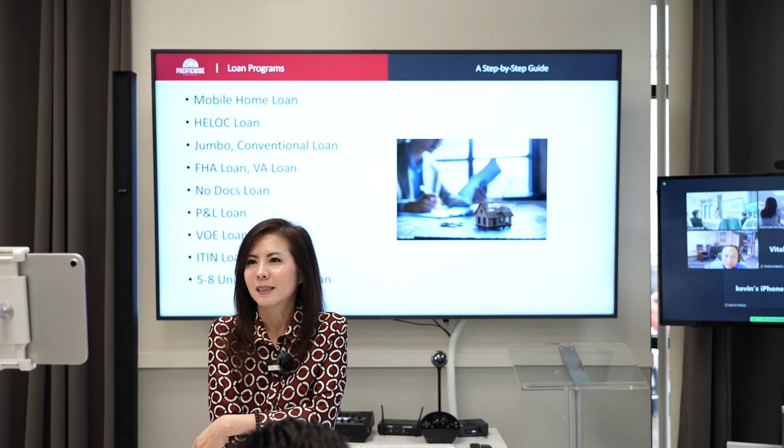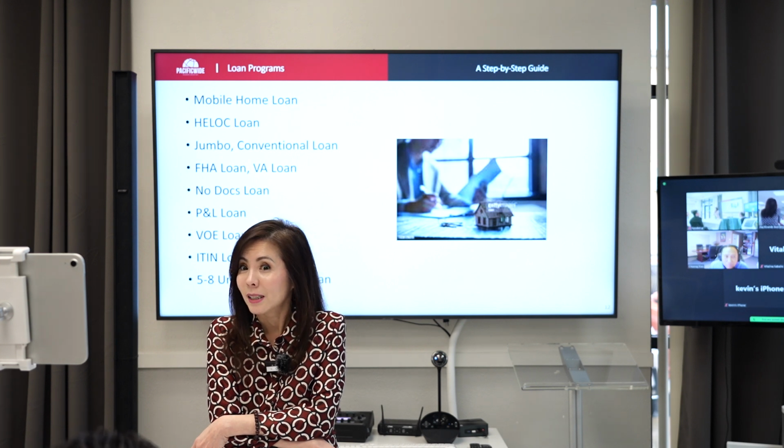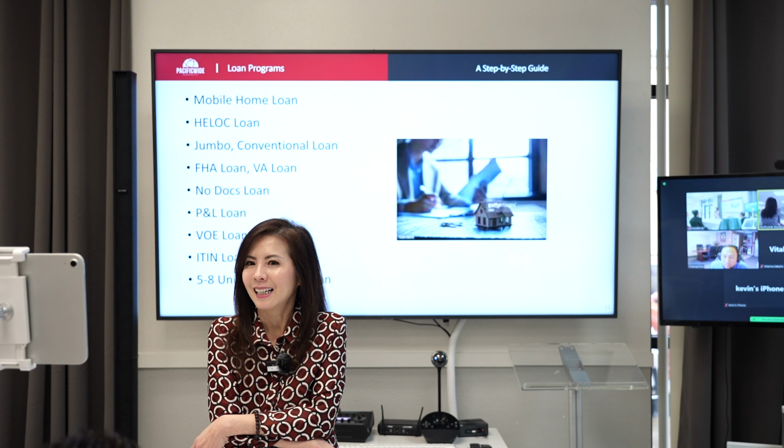On HELOC loans, is the process the same as a regular conventional loan? Like they do appraisal and everything too? Yeah, they do. It's basically a lot the same. So yes, we have appraisal, it's just like a normal loan.